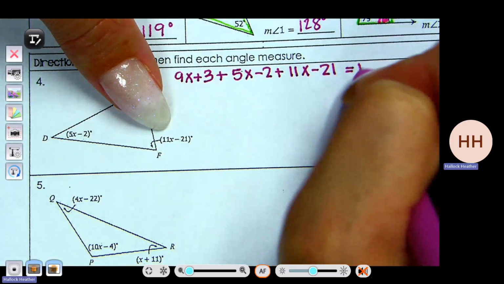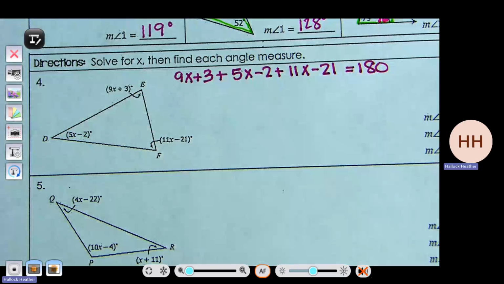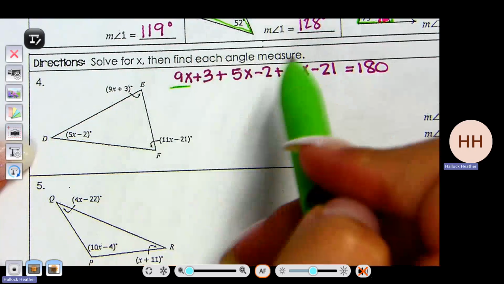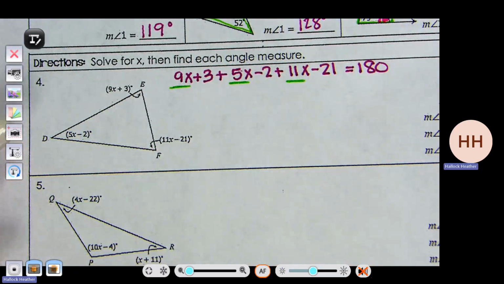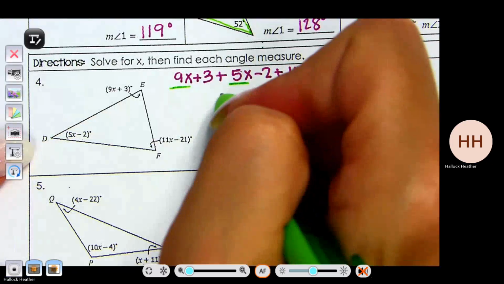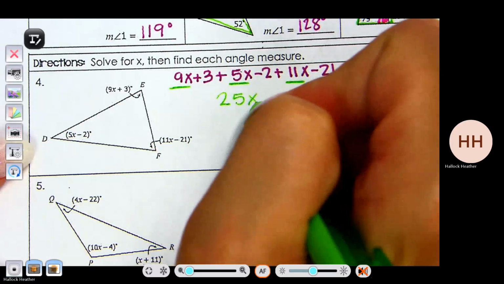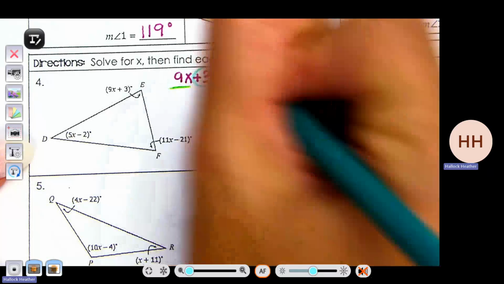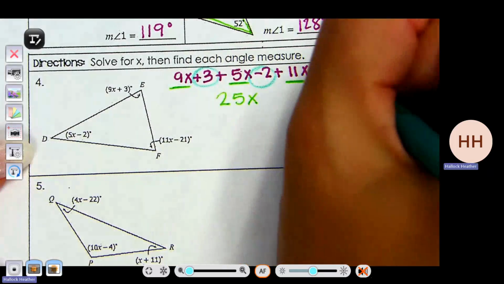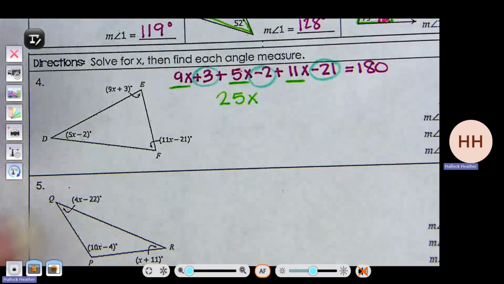It is really long right now, but every single time it's going to reduce to a 2-step equation because what should I do after this? Combine all the like terms. So I'm going to look at the x's, 9x, 5x, and 11x all added together are 25x. Combine your numbers, 3, -2, -21.